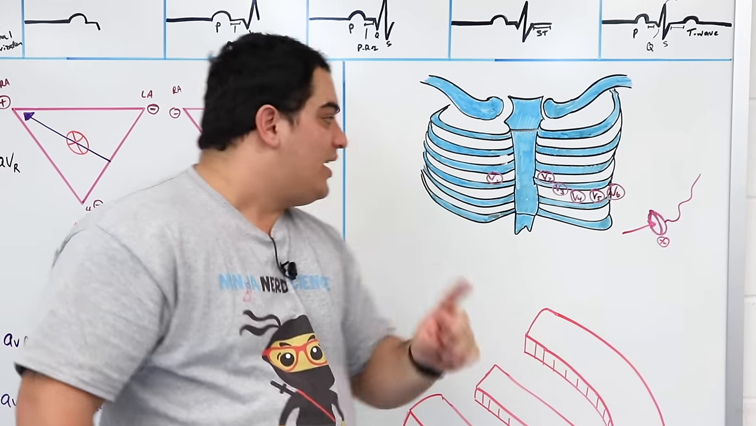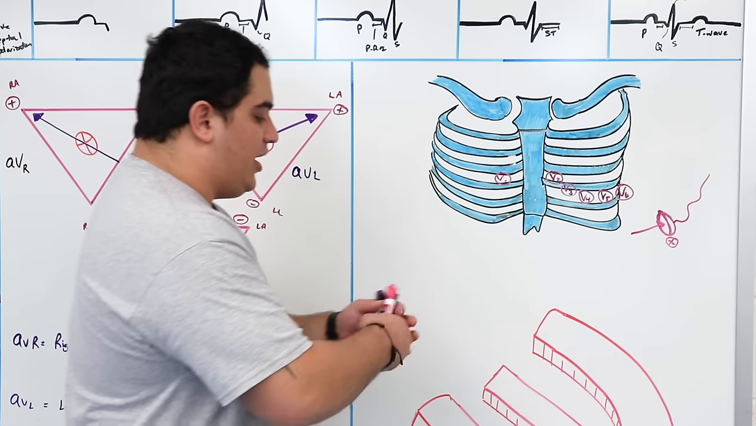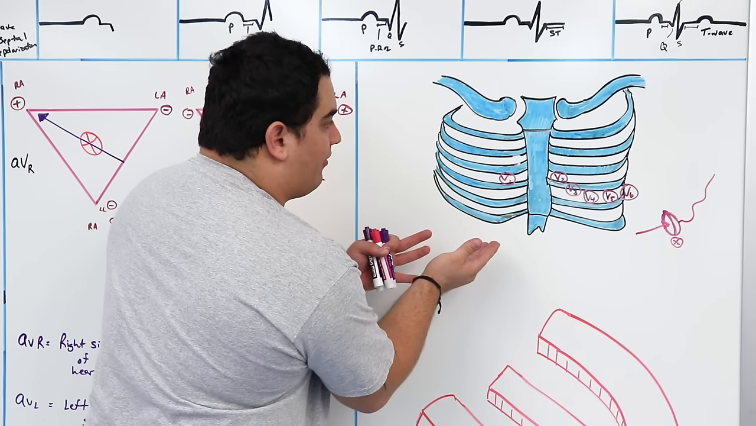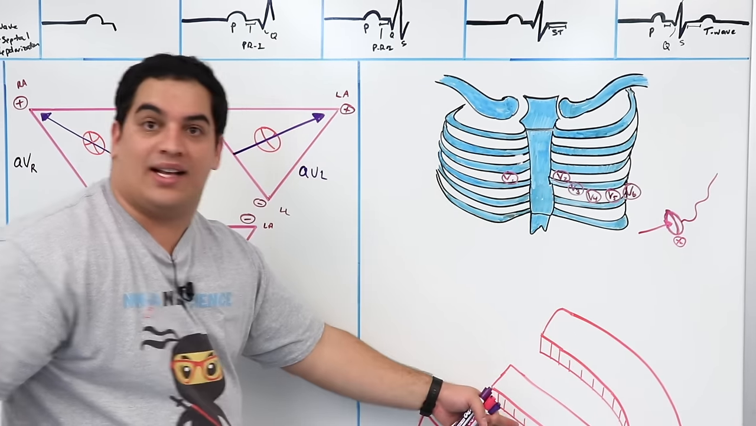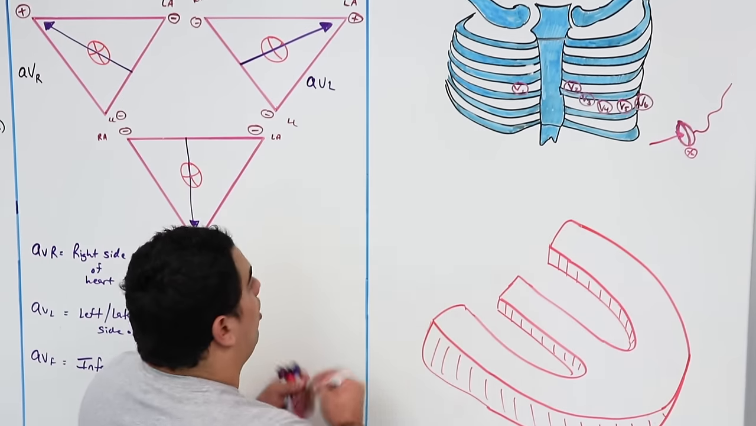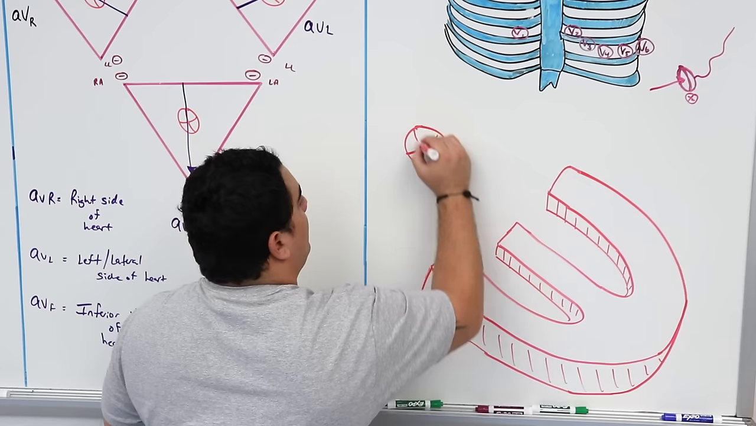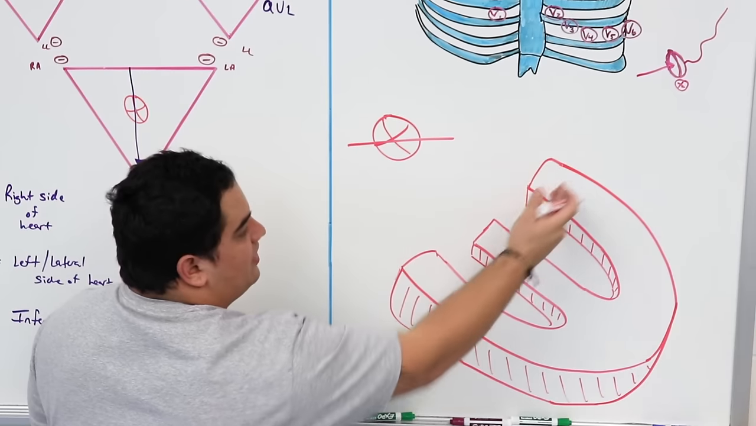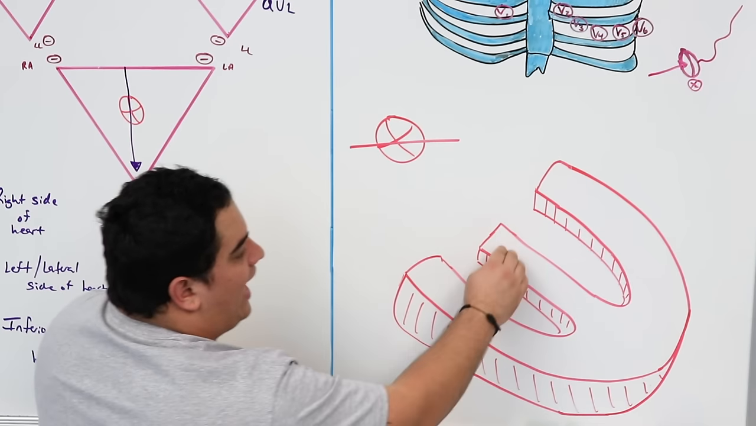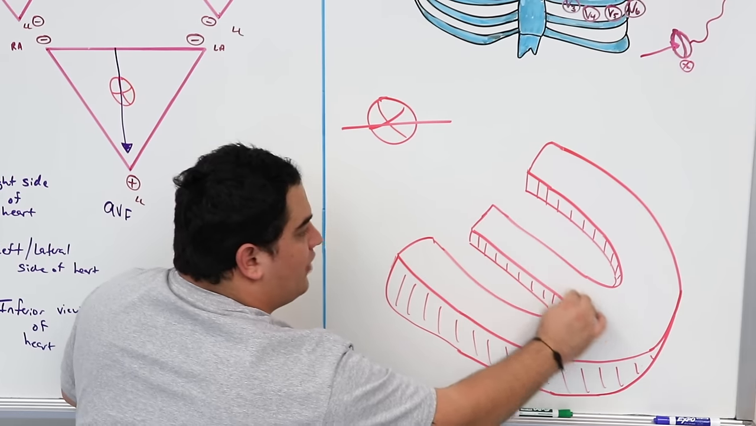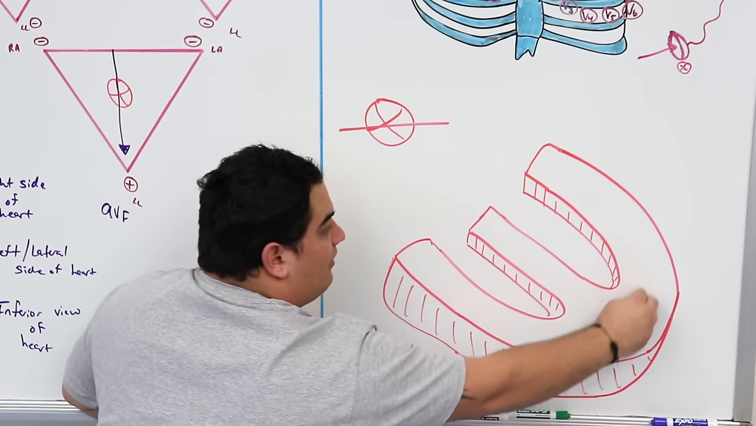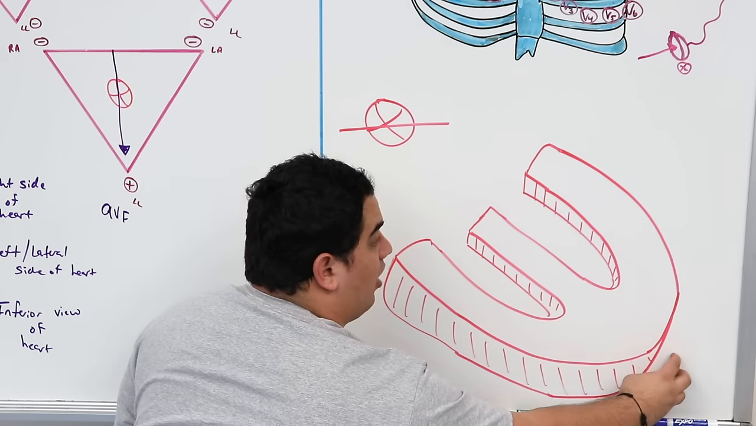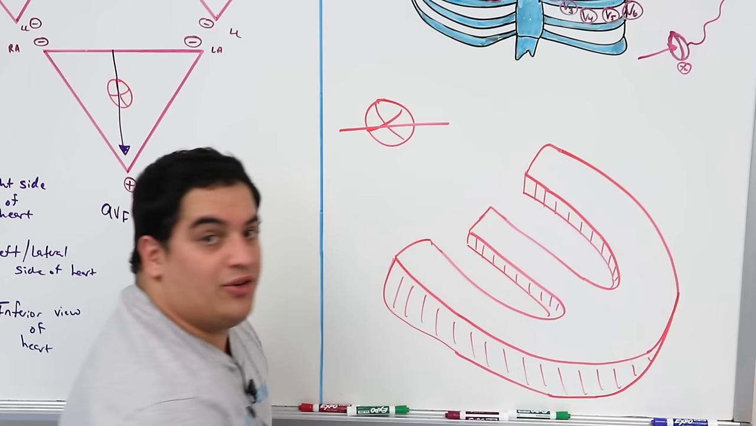chest wall, right? So let's imagine that I take the heart out and slice it in half. We're going to look at it and pull it out like this. So again, imagine I'm taking the heart like this, and all I'm going to do is slice it, and I want to look at this heart in a sliced view. Here's our interventricular septum. This is going to be the left ventricle, and this is going to be the right ventricle. Here's the apex of the heart, and here are the bases of the ventricles.